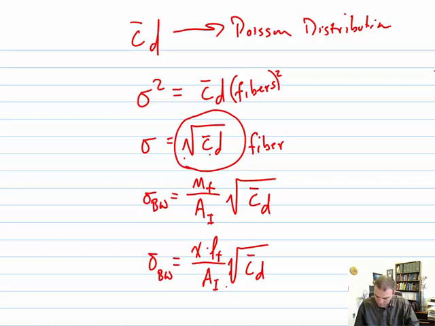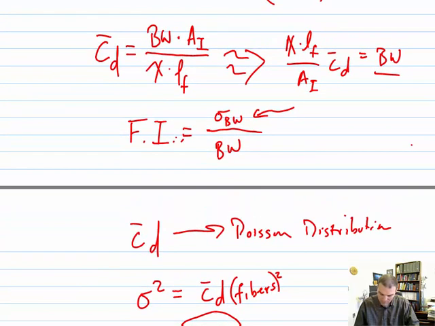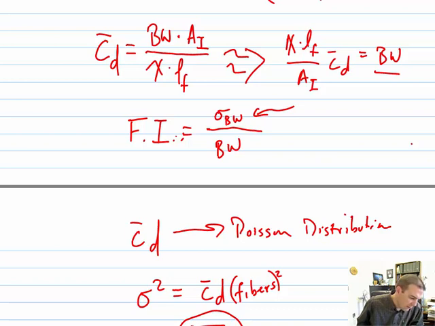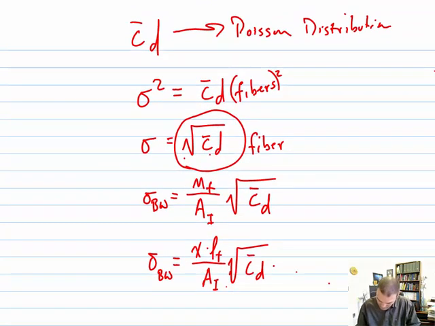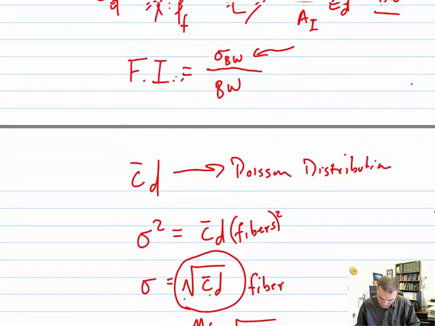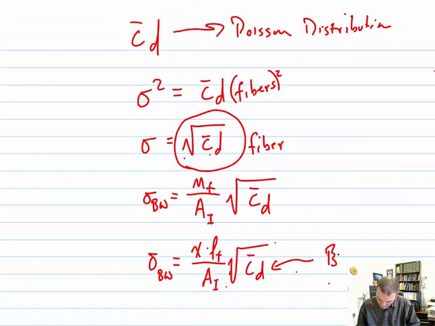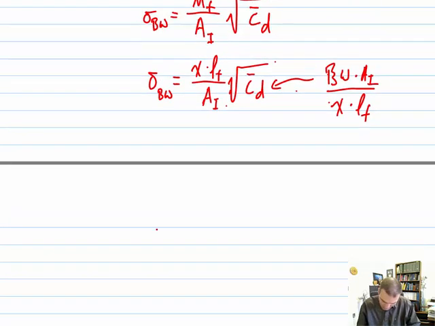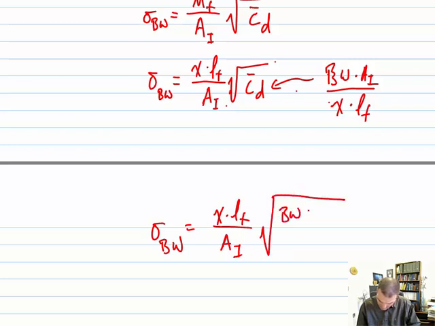Now we can work through this in a little bit more detail. And so we have up here a relationship for our particular basis weight, the basis weight that we are interested in. And actually, let's come down here and we can put in a value for this C bar sub D. We see that the expression that we used, we derived up above here. So this is basis weight times area of inspection divided by x times the length of the fiber. So we can substitute that in, and now we get the standard deviation of the basis weight is equal to x times L sub f over A sub I times the square root of the basis weight times A sub I over x times L sub f.